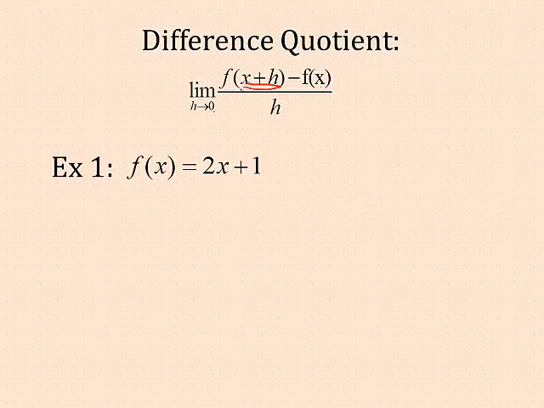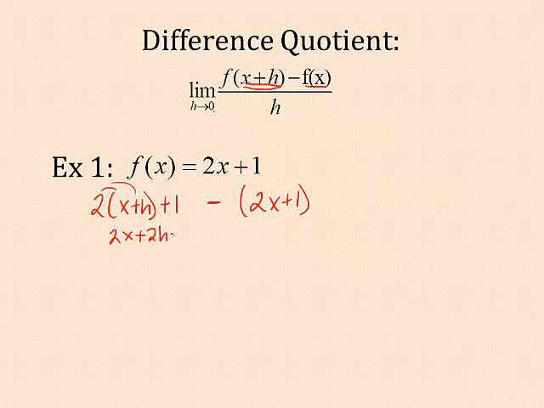So first, I'm going to do f of x plus h. So I'm going to plug in x plus h for x, and what I will get is 2 times x plus h, plus 1, minus f of x, which is 2x plus 1. Okay, that's this part right here. Now over here, before I divide by h, I'm just going to distribute this 2 out. So 2x plus 2h plus 1. Now remember, this minus is like a minus 1, and then you have to distribute it across the terms. So you have minus 2x minus 1. All of that over h.